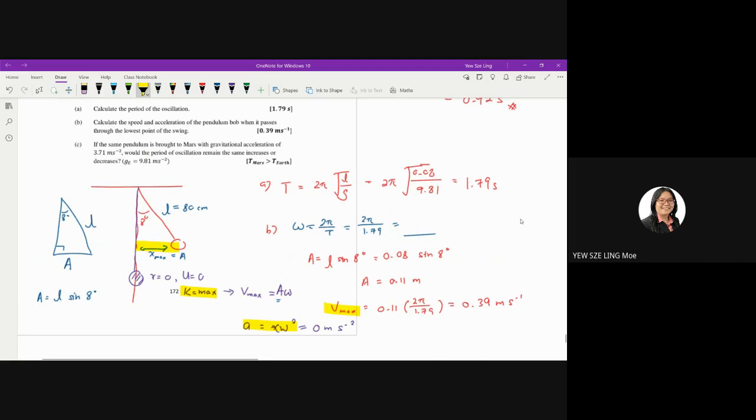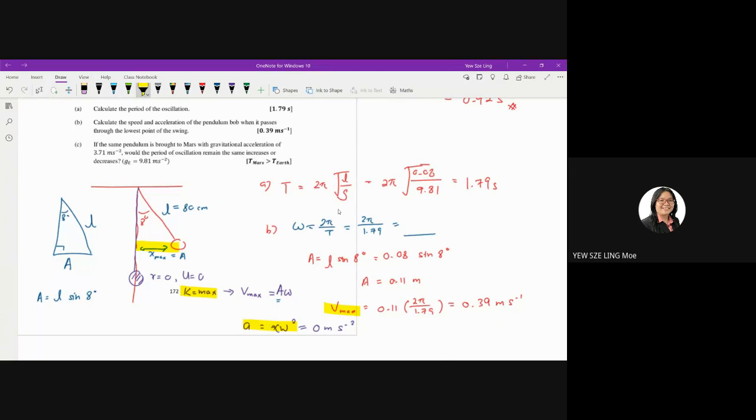Alright, so that marks the end of chapter 9. Any questions? Oh yeah, I forgot about question C. If the same pendulum is brought to Mars with gravitational acceleration of 3.71 ms negative 2, would the period of oscillations remain the same, increase, or decrease?